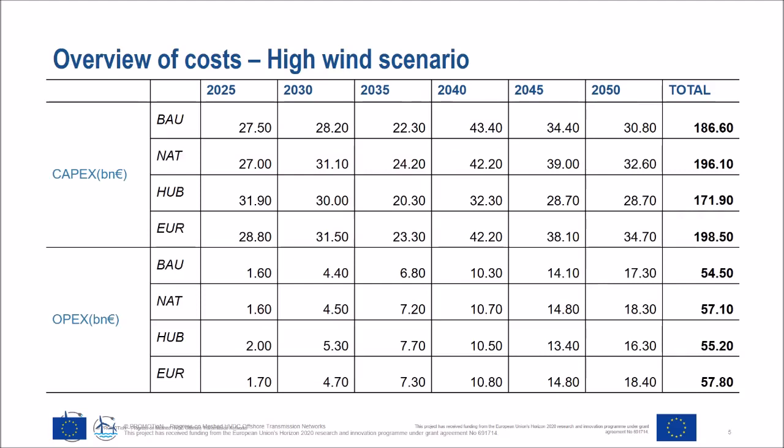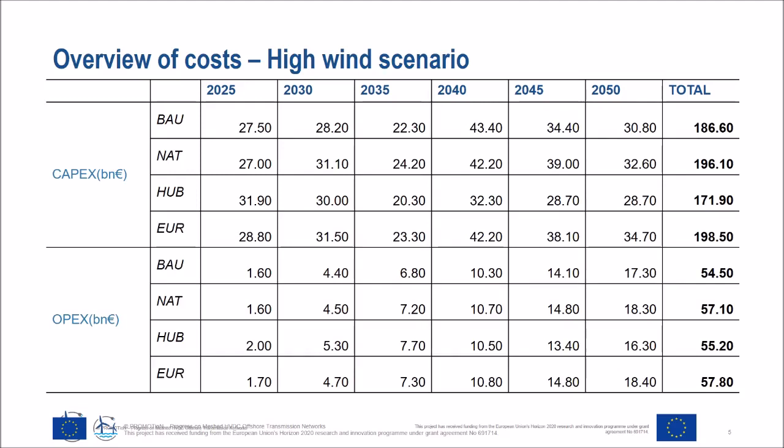For the high wind scenario, the CAPEX and OPEX are shown in this table, where each are first given per each 5-year period, after which their cumulative figure is also shown. It can be seen from these figures that the hub concept has the overall lowest CAPEX, amounting to almost 172 billion euros by 2050. The BOW concept follows with around 186.5 billion euros, after which the national and European concept have cumulatively similar cost, a little over 169 billion euros and 189.5 billion euros respectively. The same order can be seen for OPEX, as these indicators are based on the CAPEX.